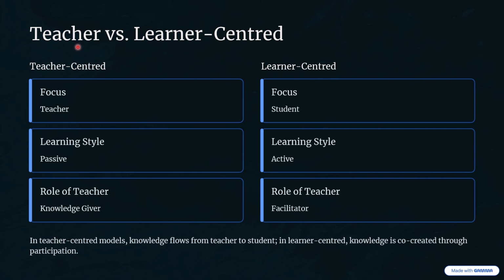Let's compare these two approaches, teacher-centered versus learner-centered. In teacher-centered, the focus is on the teacher, students are passive learners, and the teacher acts as a knowledge giver. In the learner-centered approach, the focus is on the students. Students actively participate in learning. The teacher acts as a facilitator or guide. So you have to remember that teacher-centered means passive learning and learner-centered means active learning. These are the key points for the UGC NET examinations.